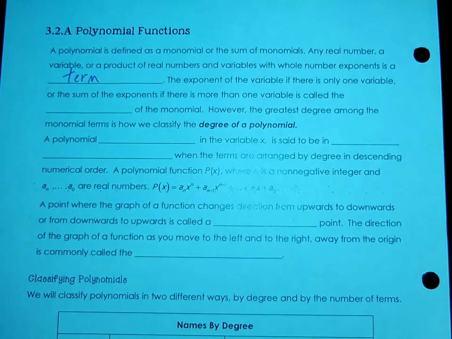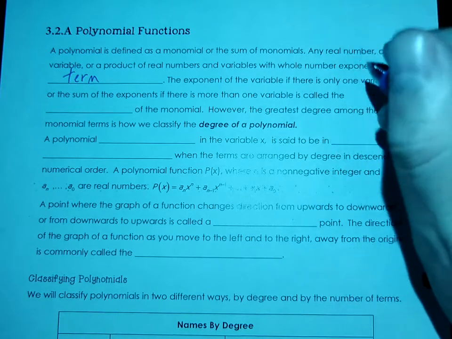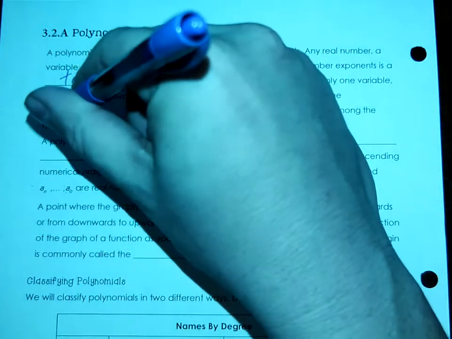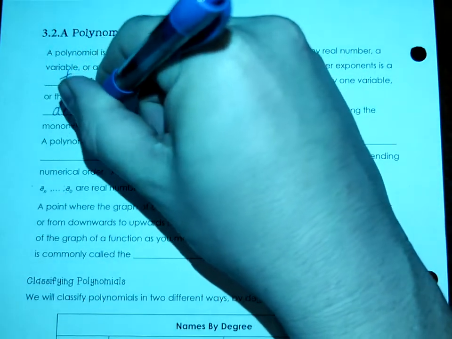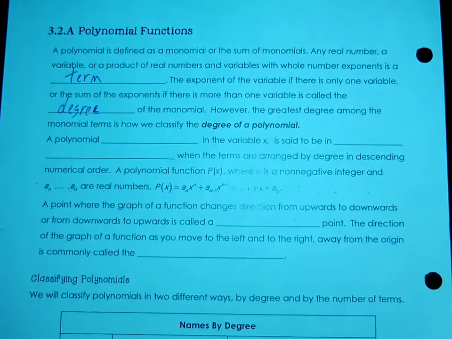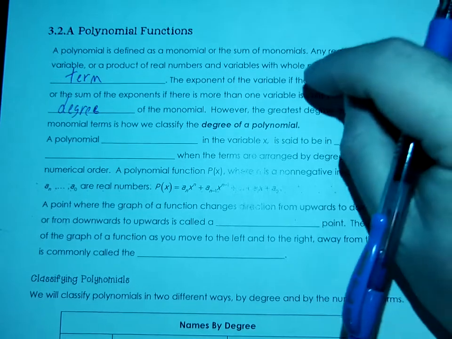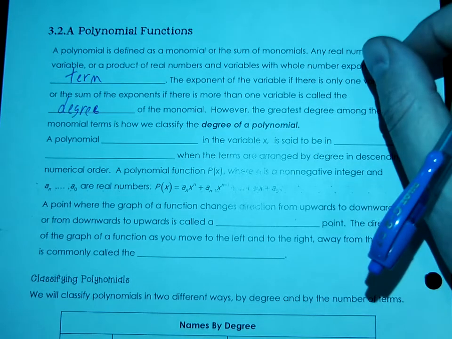The exponent of the variable if there is only one variable, or the sum of the exponents if there is more than one variable, is called the degree. So in other words, the superscript of the first term, or the leading term, provided that lead term is the highest degree, the highest exponent, is the degree of it. Alright. However, the greatest degree among monomial terms is how we classify the degree of the polynomial.